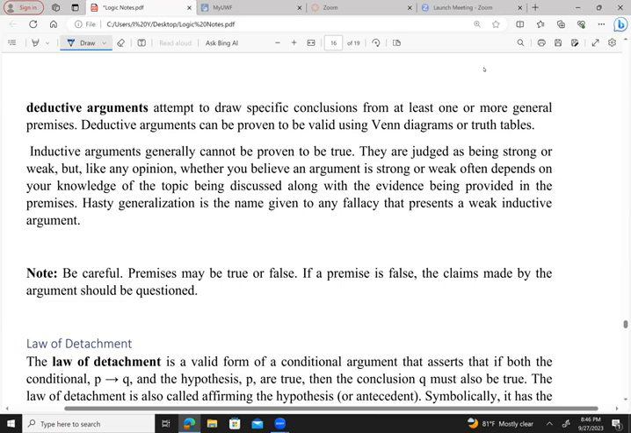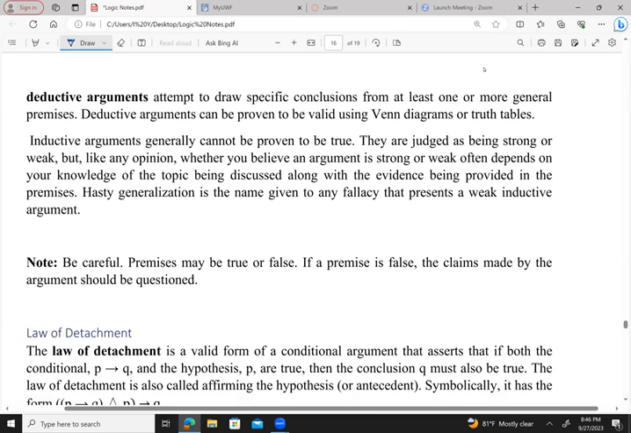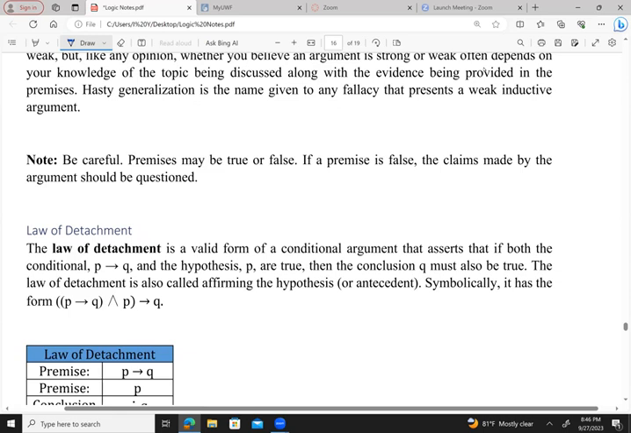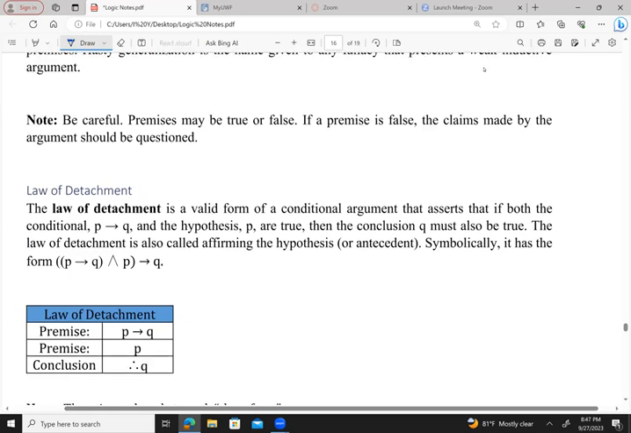Hasty generalization is the name given to any fallacy that presents a weak inductive argument. Be careful. Premises may be true or false. If a premise is false, the claims made by the argument should be questioned.